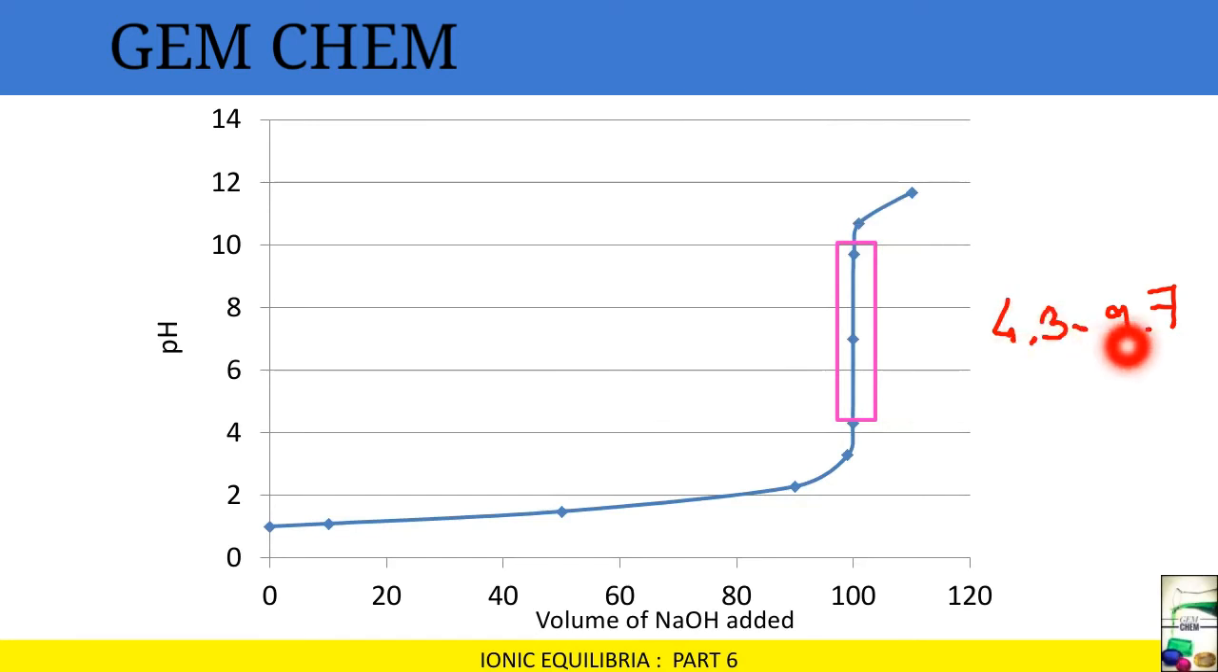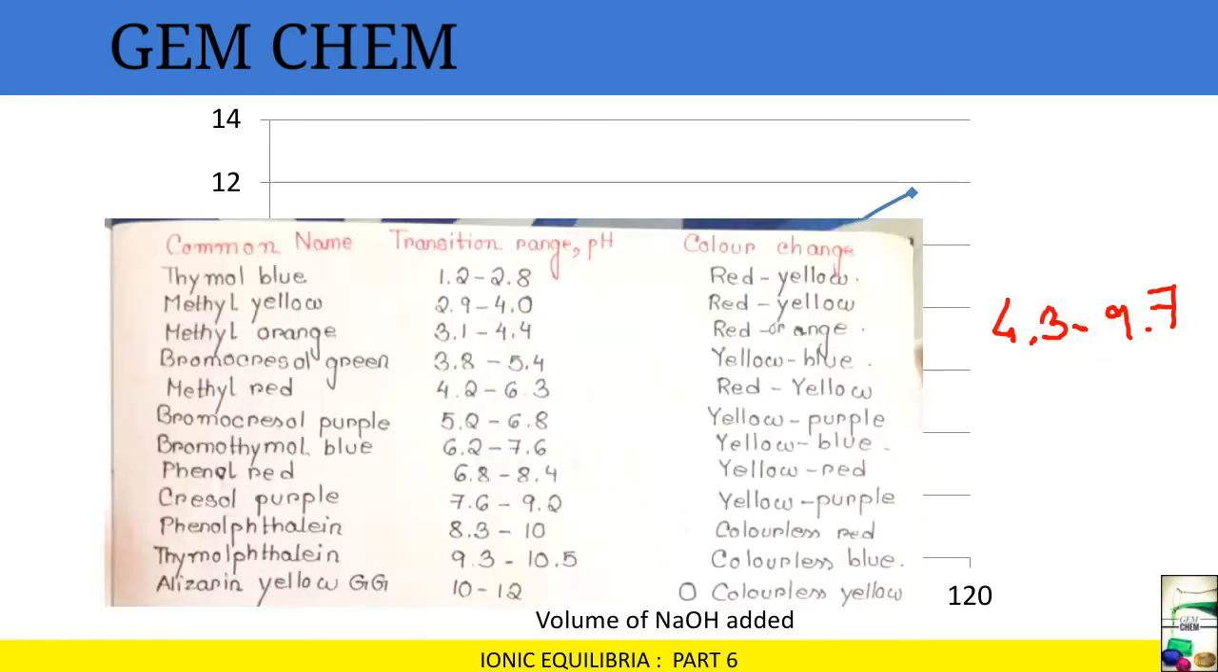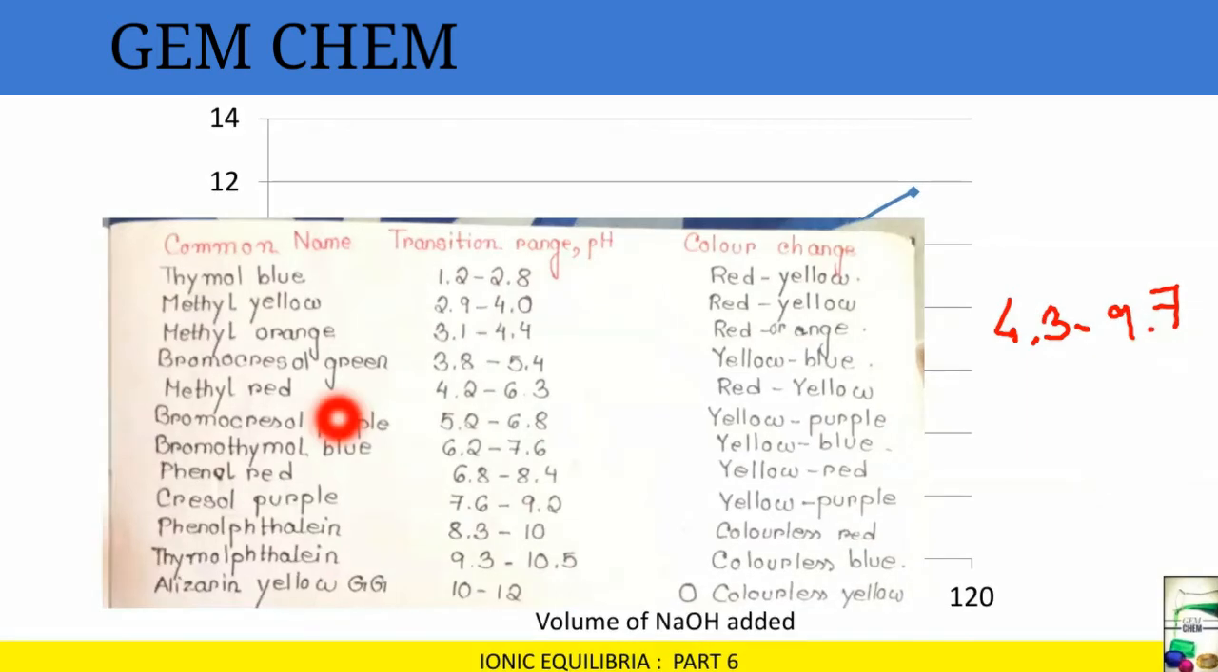Let us go back to the chart where the indicators were placed. See here, we need 4.3 to 9.7, right? So here methyl red is between 4.2 to 6.3, right? So this is in between this range. And if we consider phenolphthalein, it is 8.3 to 10. So it is much away from the equivalence point. Over titration can be shown.